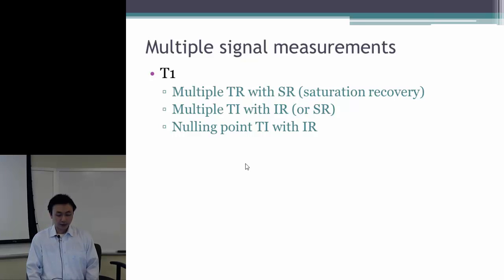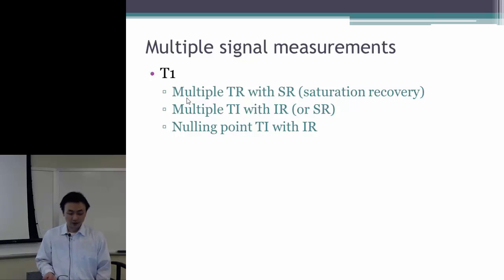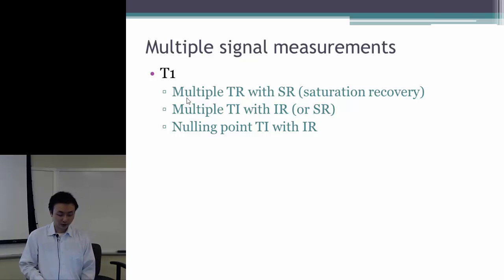So usually now people are using multiple signal measurements instead of only collecting two signal points. To estimate T1, we can use a similar signal ratio concept, but collect the signal with multiple TRs with saturation recovery. The so-called saturation recovery is that we do excitation of the signal with a 90-degree flip angle, so that we tip all the longitudinal magnetization to the transverse plane, and the longitudinal magnetization will recover from zero towards equilibrium. So this is what we call the saturation recovery.